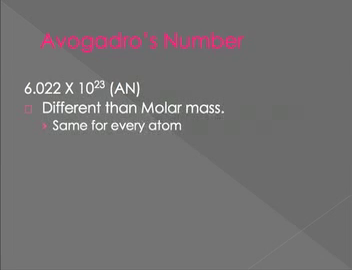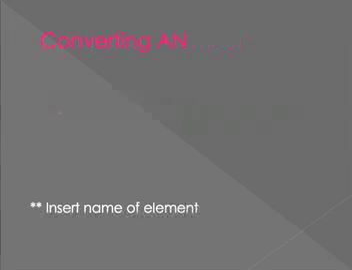Remember that. It's definitely different, but it is the same for every atom. Okay, so once you write that number off, we'll be ready to start using it in conversion. Again, that number is 6.022 times 10 to the 23rd. Okay, so now we're going to talk about converting that number.